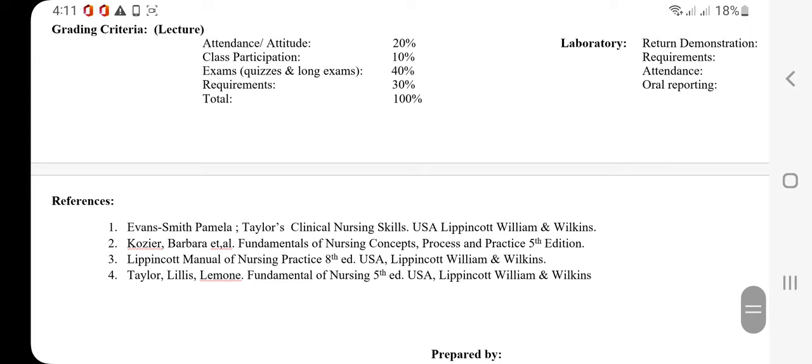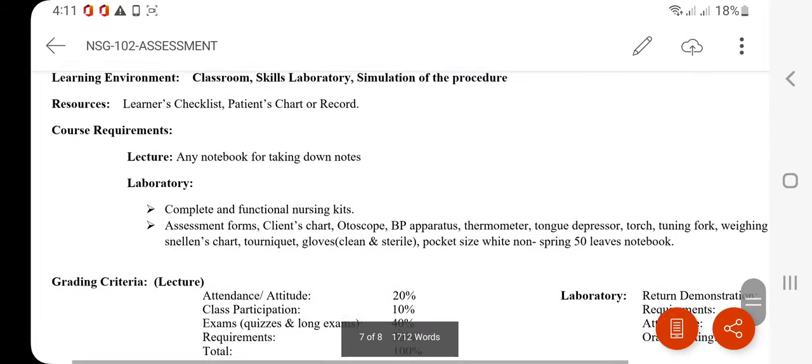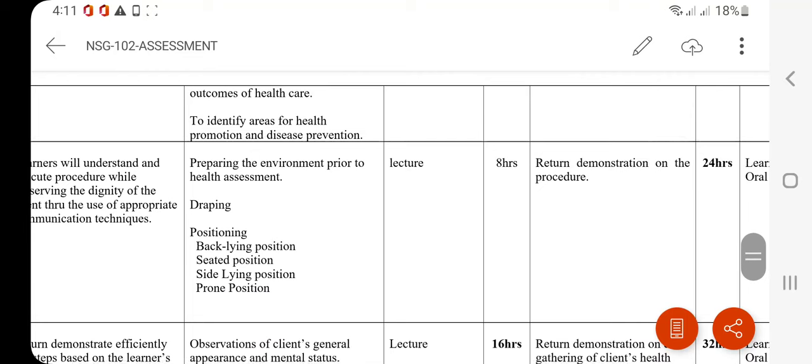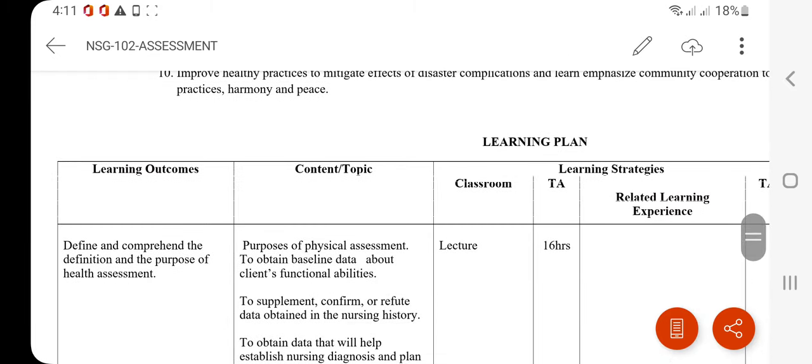So these are the references we use: Kozier, Lippincott, Taylor. But mostly what I utilize here is your Kozier, because it has the chapter on health assessment and also the chapter on vital signs. I think that is all for our discussion of the course syllabus. Why did I discuss this? So that you will have an idea of where this course is going and what it focuses on. The partner of our 102 is 102.2.